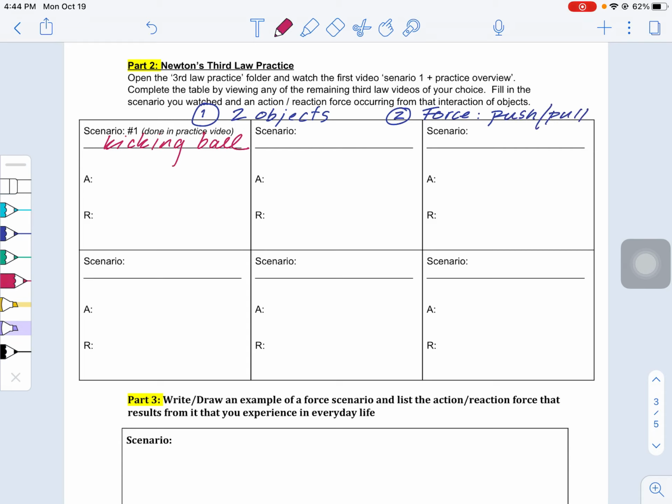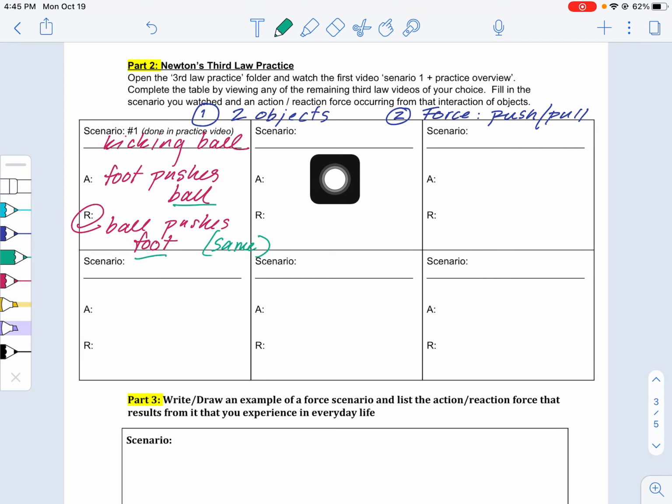So is it that push or is it that pull? With kicking the ball, we said it was the foot pushes ball, and then the reaction was ball pushes foot, right? The key here was that these are not reactions in terms of what happens next. Remember, these are happening at the exact same time, and they're happening to two different objects. So here we have one force acting on the ball and one force acting on the foot.